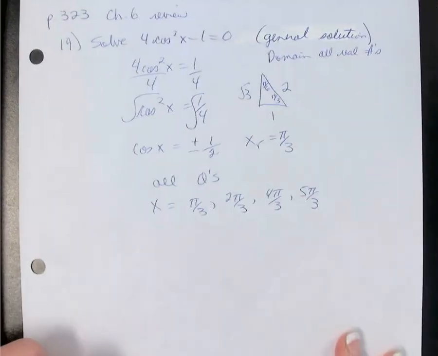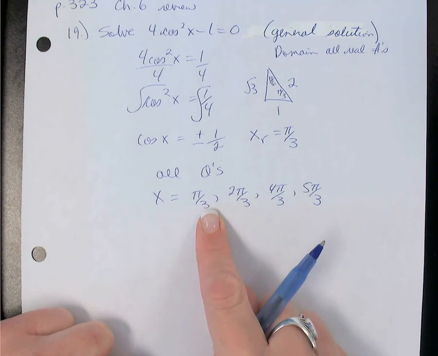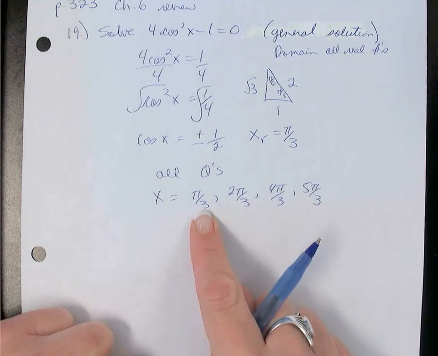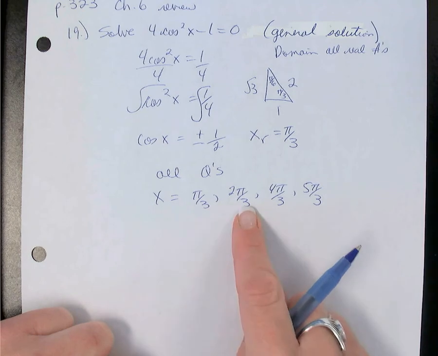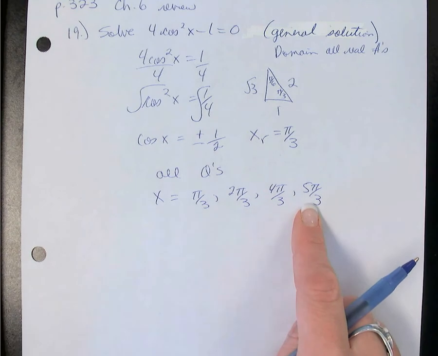Okay? But it's a general solution, which means that it's pi by 3 plus a distance of 2 pi n. So every time we go one revolution, 2 pi by 3 plus a distance of 2 pi n, and the same for 4 pi by 3, 5 pi by 3. But there is a way to simplify this.